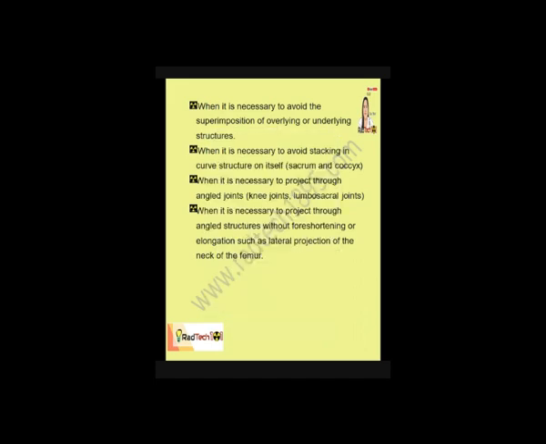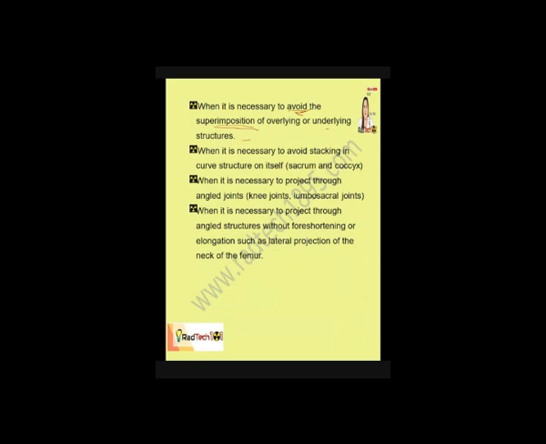So when it is necessary to avoid the superimposition of overlying or underlying structures. So nag-aangulate tayo ng ating X-ray tube, ng ating central ray, para ma-avoid natin yung superimposition, yung pag-overlap, pagtabo ng isang structure from the structure that you need. So overlying or underlying structures para mas makita yung part clearly.